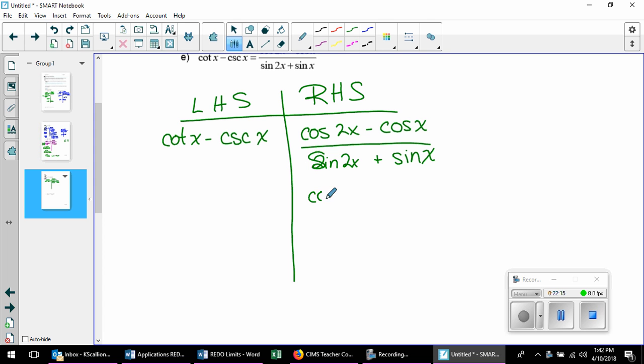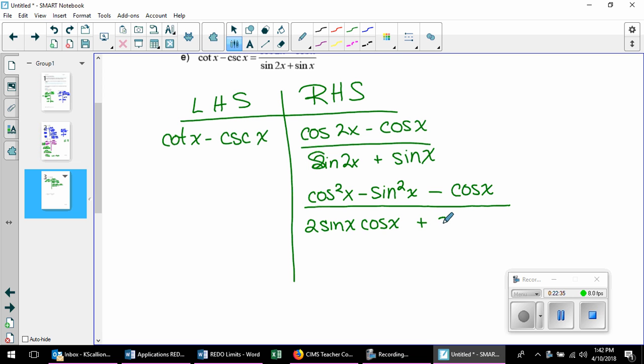So we're going to have cos squared x minus sine squared x minus cos x. That's my numerator. All over, this one I only have one option, so 2 sine x cos x plus sine x.